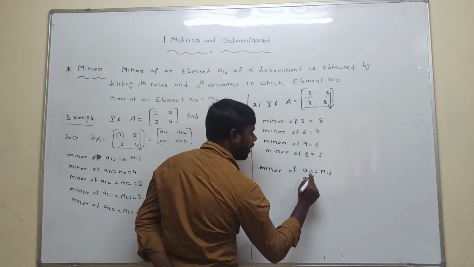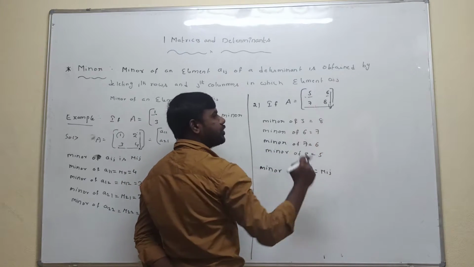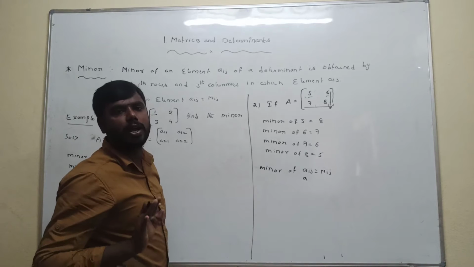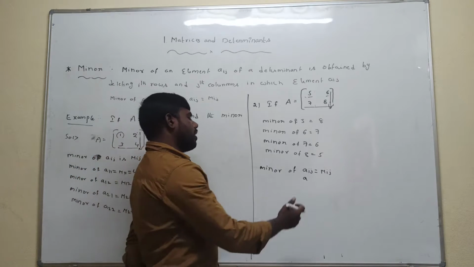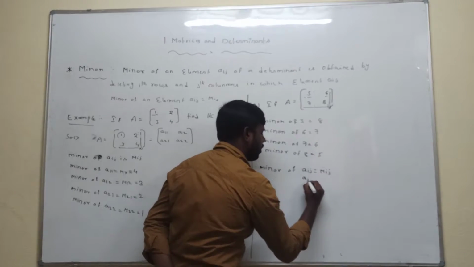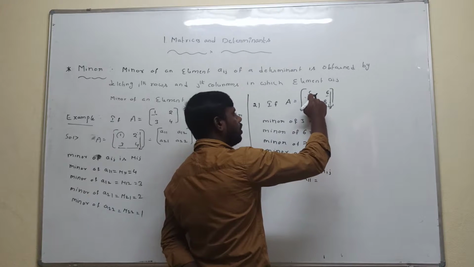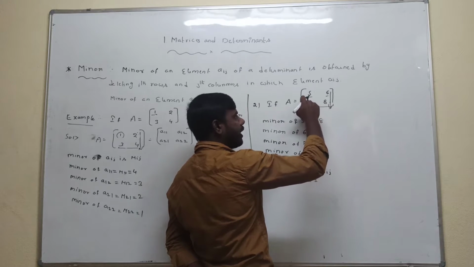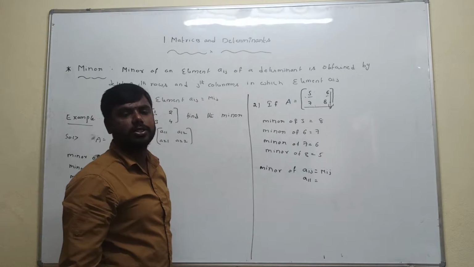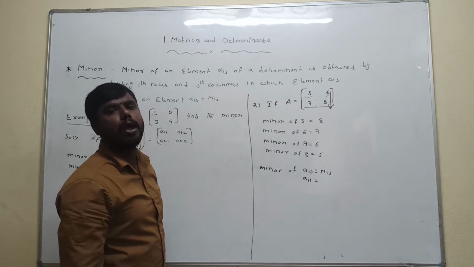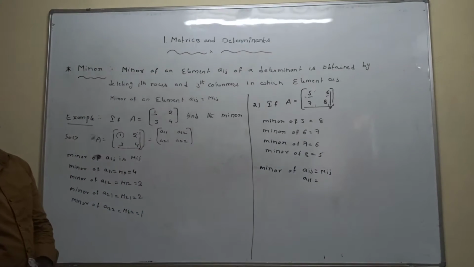So now here I means first row, J means first column. I is denoted by rows, J is denoted by columns. That's why we need to calculate every element of the minor. First we need to calculate A11. A11 means what? First row, first column. What is the element here? 5. So how to find the minor? Which element you are taking, that particular row, that particular column is eliminated. What is left of the element is nothing but the minor of the element Aij.